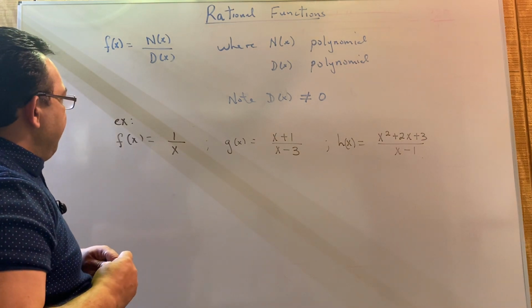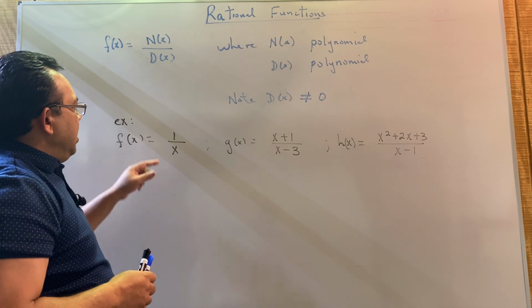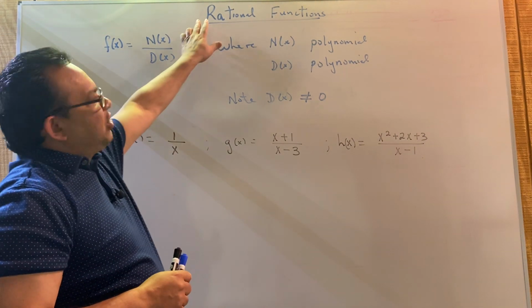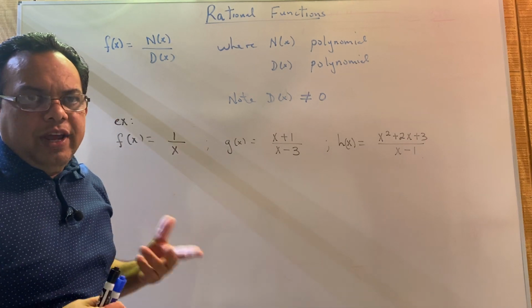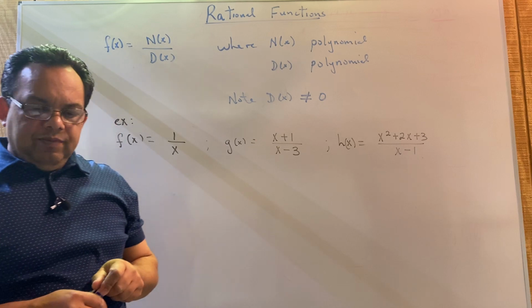Okay? So a rational function has a numerator and a denominator. Hence the word rational. Some sort of a ratio. And it's a ratio between two polynomials.